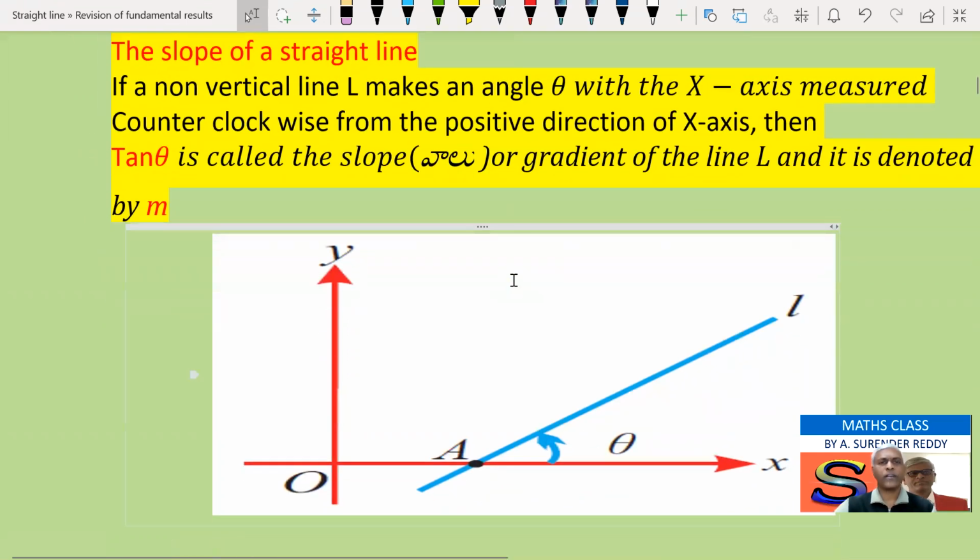And another important concept, the slope of a straight line. Very important concept. If a non-vertical line L makes an angle theta with the x-axis measured counterclockwise from the positive direction of the x-axis, then tan theta is called the slope or gradient of the line L, and it is denoted by the letter m.